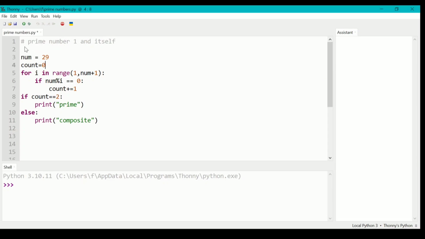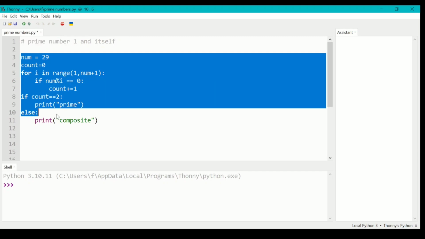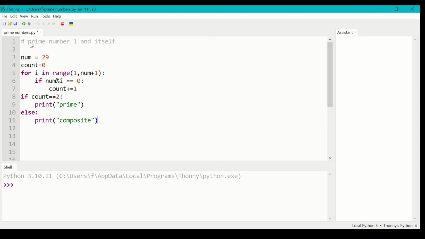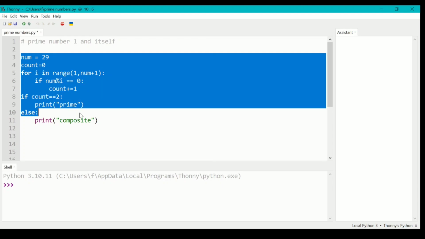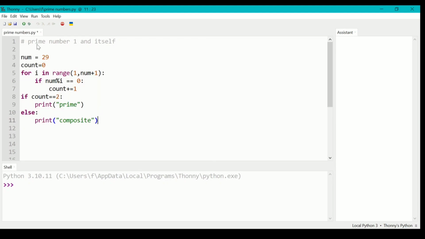Checking whether a number is prime or not, right? This is a code that is used to determine whether a given number is a prime number or not. Before we understand this code, we need to know what actually a prime number is.